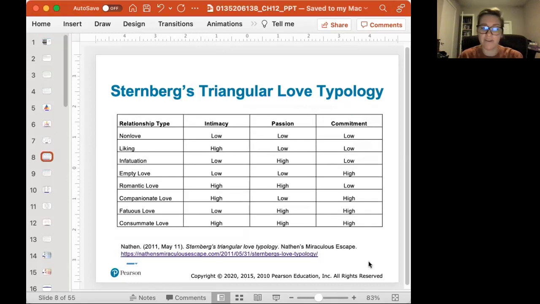And then a final way, for anybody that likes a good chart, you can see the different relationship types here, and whether the intimacy, passion, or commitment is low versus high in each of these types of love and liking.